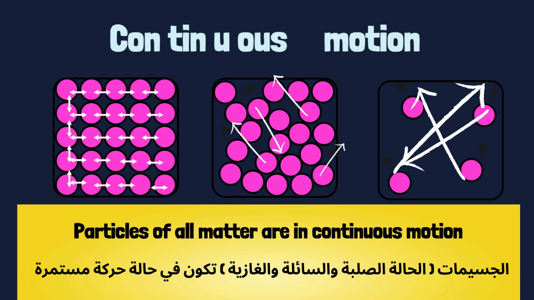Here we have these tiny particles that are in continuous motion. With the meaning, these particles are moving all the time, okay? Even in the solid state. The solid state has fixed shape and volume, but its particles are moving all the time, even if they are vibrating or moving around their places, okay? Here, particles of all matter are in continuous motion. They are moving all the time, even in the solid state, liquid state, or gas state.